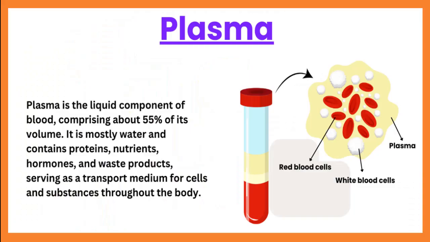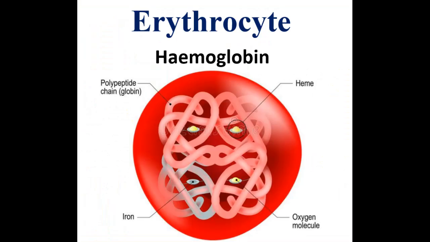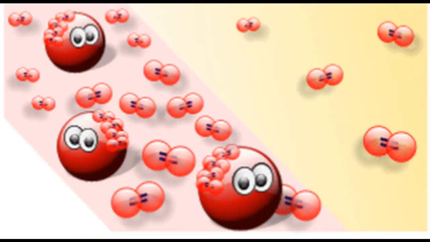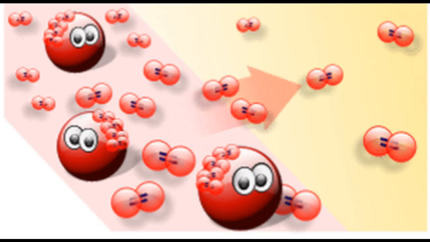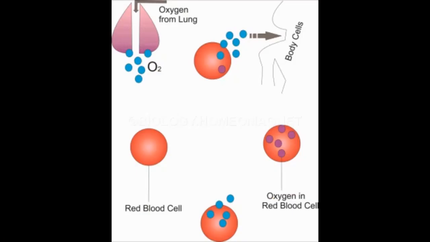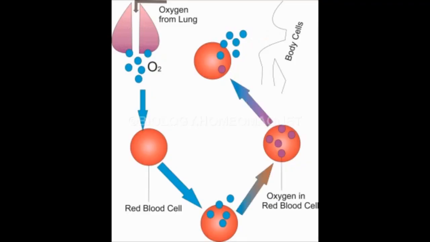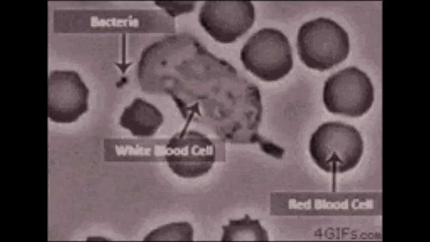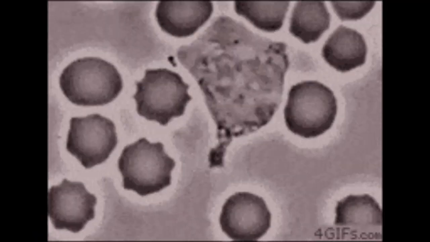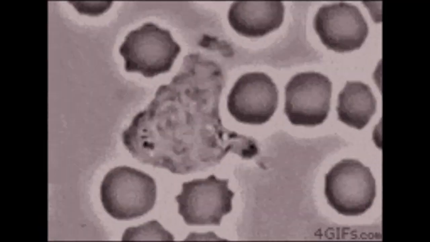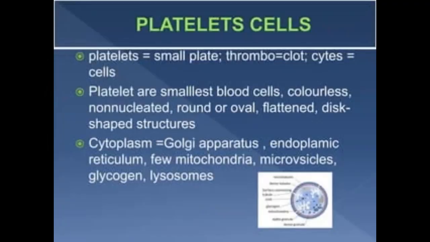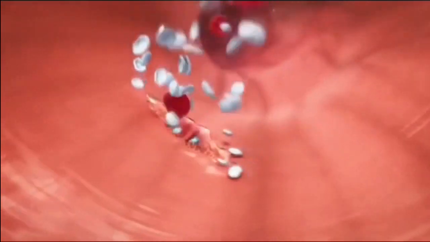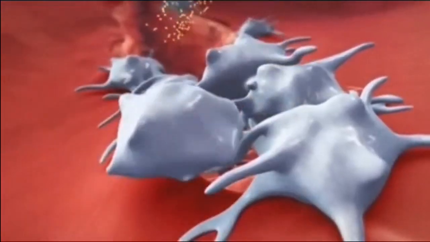Solid components of blood make up about 45% of blood volume, and it includes red blood cells, also called erythrocytes. They carry oxygen from the lungs to tissues and carbon dioxide from tissues to the lungs. They make up the majority of formed elements. White blood cells, also called leukocytes, play an important role in immune defense by defending the body against pathogens and foreign substances. Platelets, also called thrombocytes, are essential for blood clotting to prevent excessive bleeding.